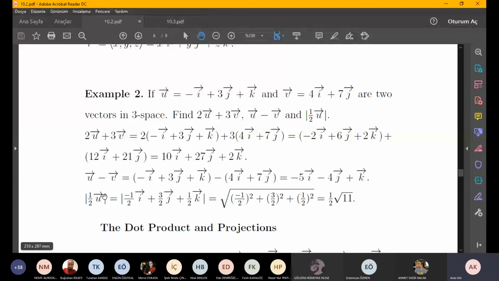Actually, we try to find the length of half of u, let's say. So first we will do the scalar multiplication to find 1/2 times the vector u. It will be -1/2 i plus 3/2 j plus 1/2 k.